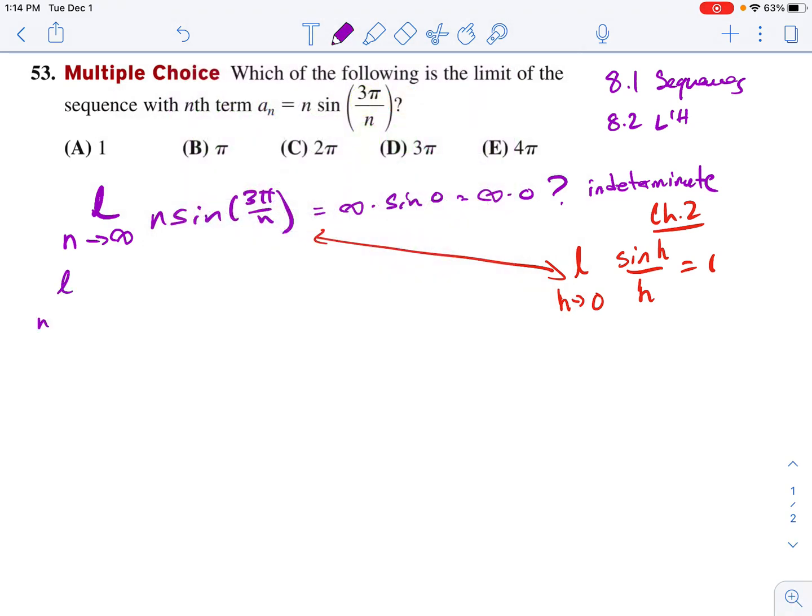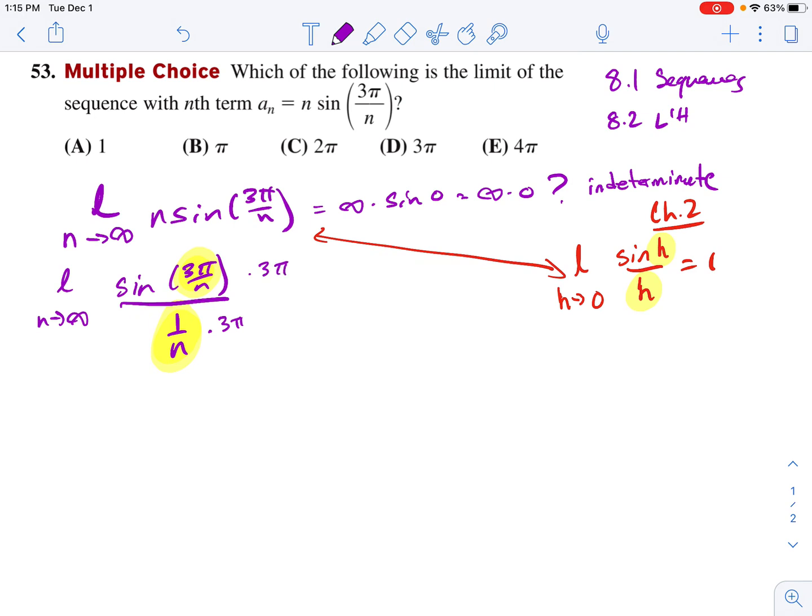So we're going to do the limit as n goes to infinity of the sine of 3 pi over n, over 1 over n. Now, these two parts here aren't the same yet. I want these two things to be the same. Just like h is the same as h, I want this 3 pi over n to be the same as this 1 over n. So I need to multiply this down here by 3 pi. And of course, if I multiply the denominator by 3 pi, I need to multiply the numerator by 3 pi as well. So now I have the limit as n goes to infinity, and I'm going to pull this 3 pi out front.